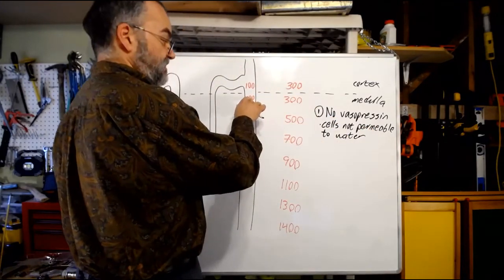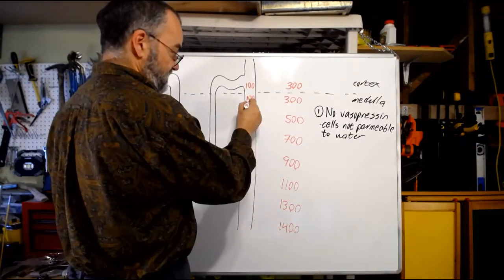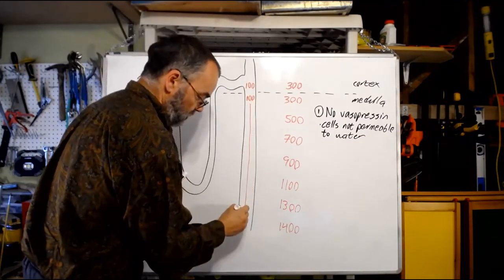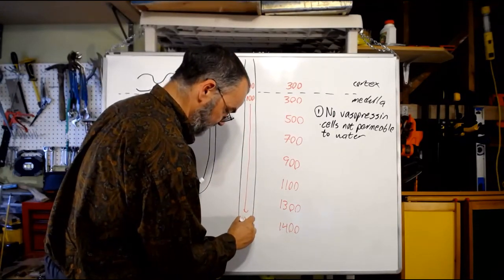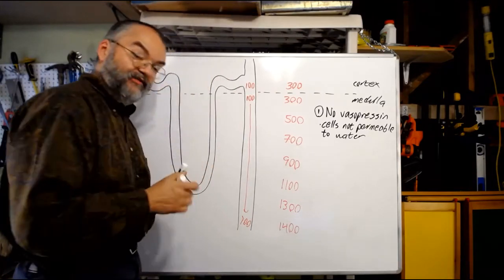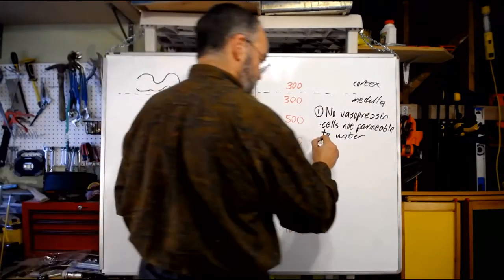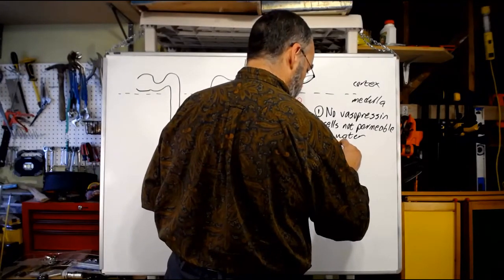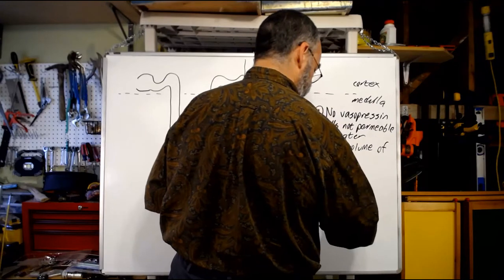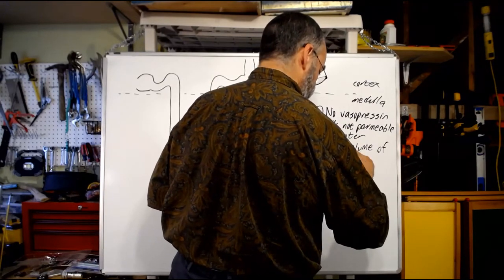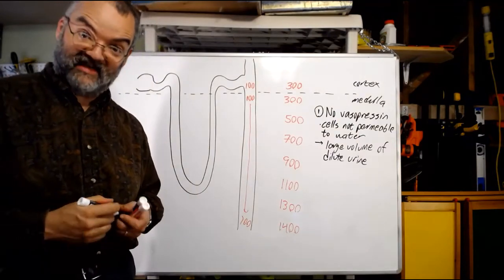And in that case, the water can't leave. So this osmolarity will not change. All of that water is going to stay in here, and what's going to come out is lots of dilute urine. I'm going to lose all of that water in the urine. So this means a large volume of dilute urine. I will pee out a lot of water in that case.